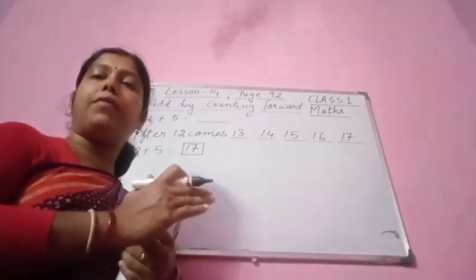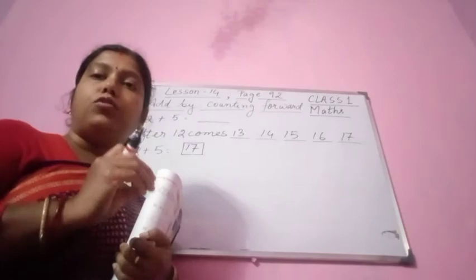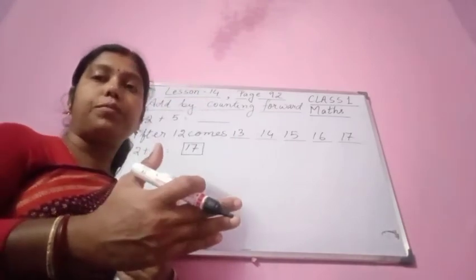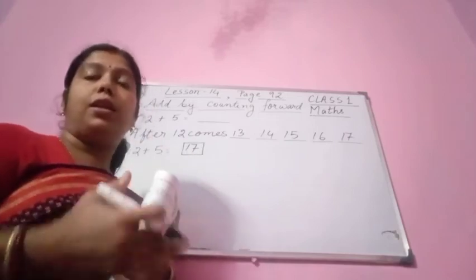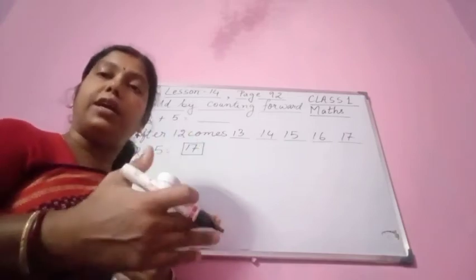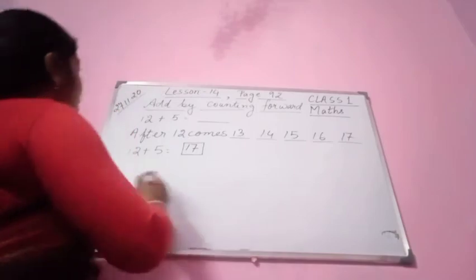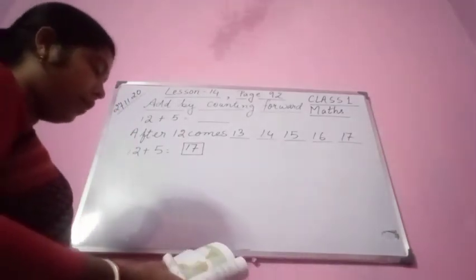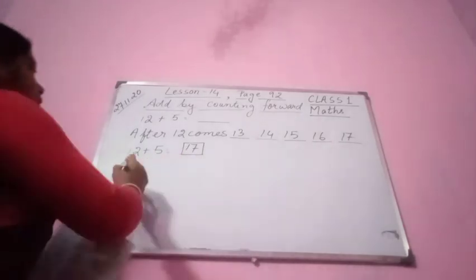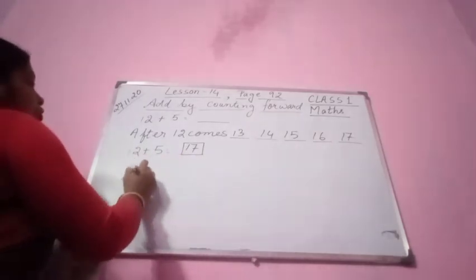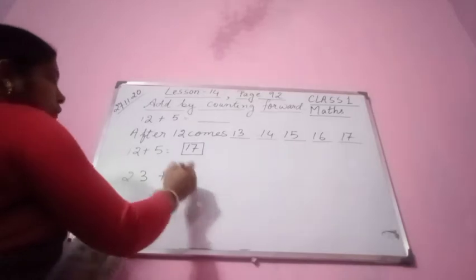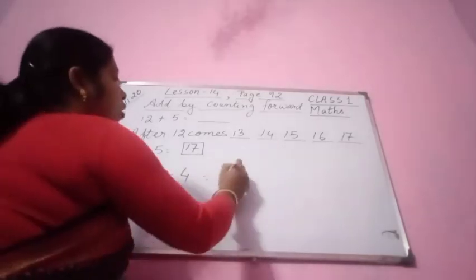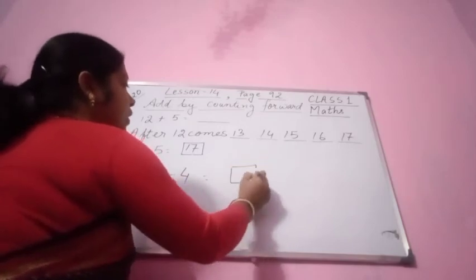Whatever the number will be given, suppose 20 plus 3. After 20 you count 3 more, you count like 21, 22, 23. Understood? Okay. Now see, next number 23 is given. 23 plus 4. So you write down here 23 plus 4. From here we are doing number 1. Let us write down 23 plus 4 equal to how much?